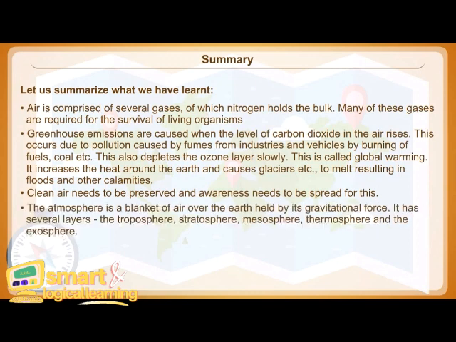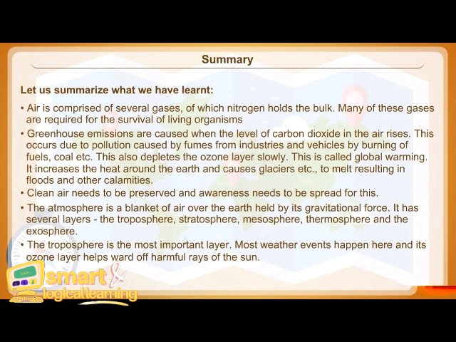The atmosphere is a blanket of air over the earth held by its gravitational force. It has several layers: the troposphere, stratosphere, mesosphere, thermosphere, and the exosphere. The troposphere is the most important layer. Most weather events happen here, and its ozone layer helps ward off harmful rays of the sun.